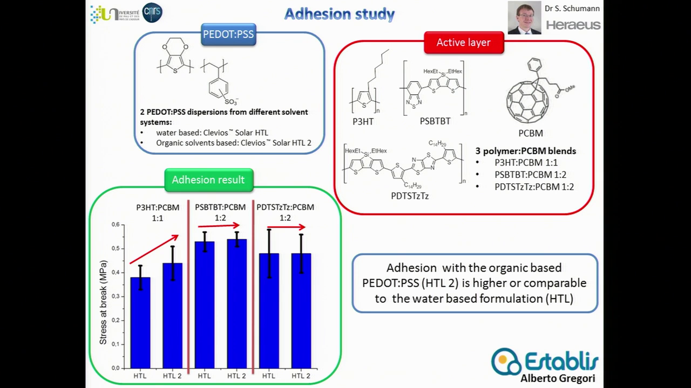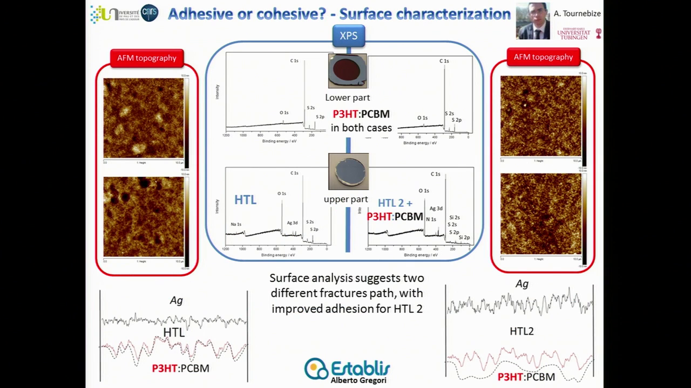And we can see that as the output of the test, for P3HT:PCBM there is an improvement in the adhesion. For a second polymer, PSBTBT, there is a slight improvement, and for the third one, PDTSTZTZ, it doesn't change a lot. It's comparable. As output of the test, we have seen differences in adhesion, but why? So we investigated the surface to see if there was any difference in the fracture path. We used the AFM to investigate the topography of the two surfaces, and XPS made by another partner of the thesis at Universität Tübingen.